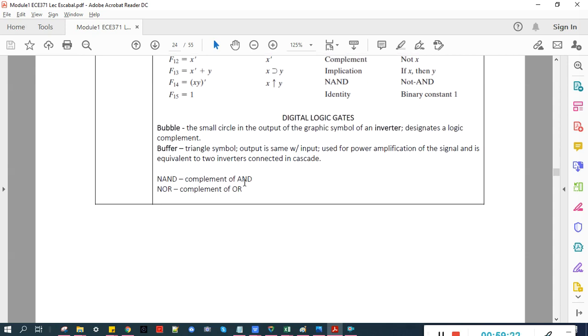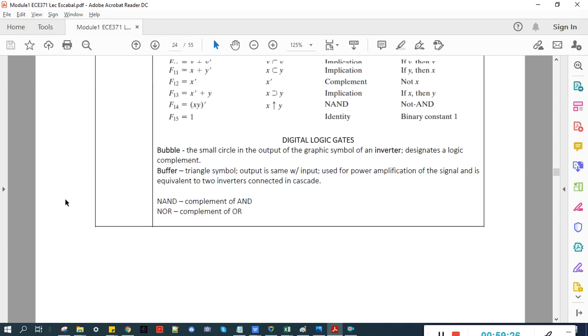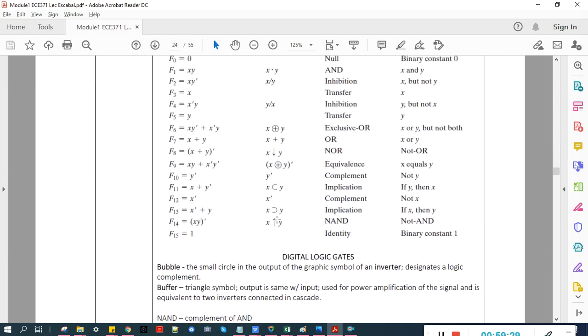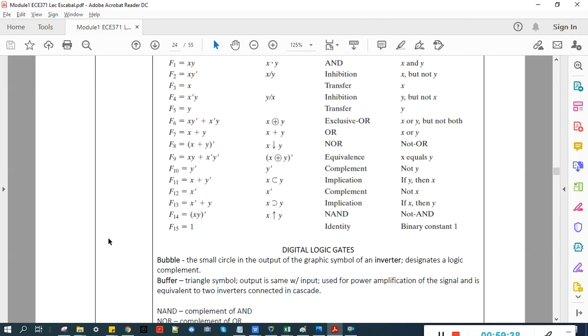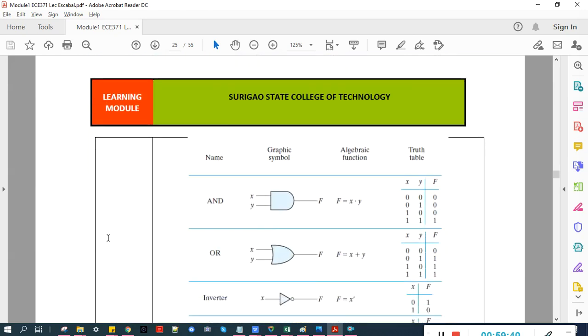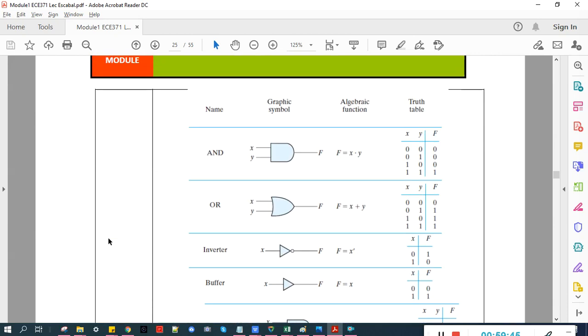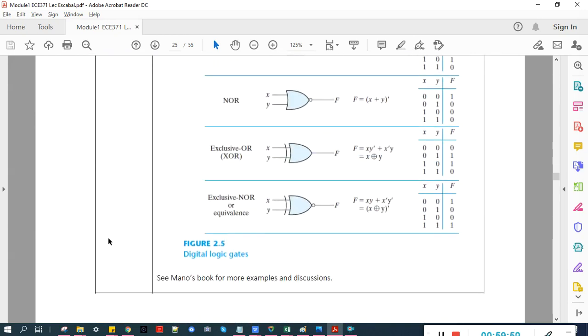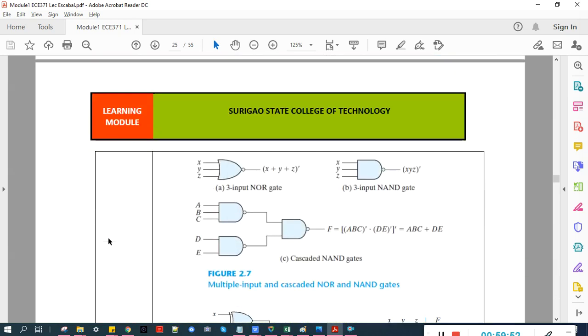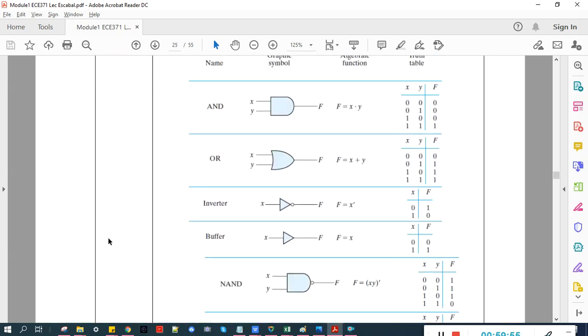And this is the complement of AND, NOR is the complement of OR, as we have stated in the previous F14 and then F8, the NOR and the NAND functions. Let's go to the symbols, logic symbols, the graphic symbol for each of the digital logic gates.